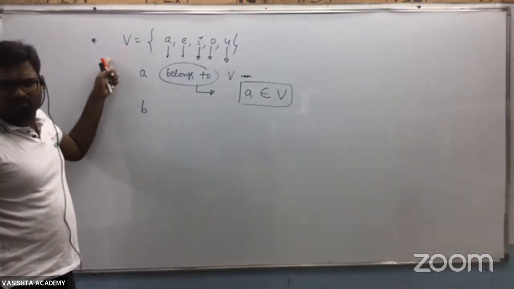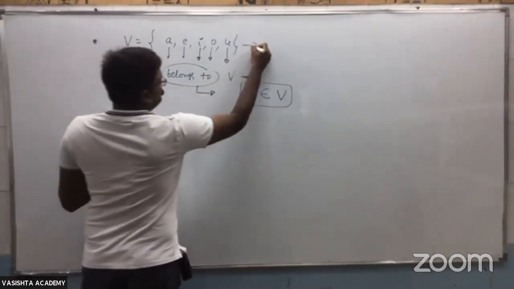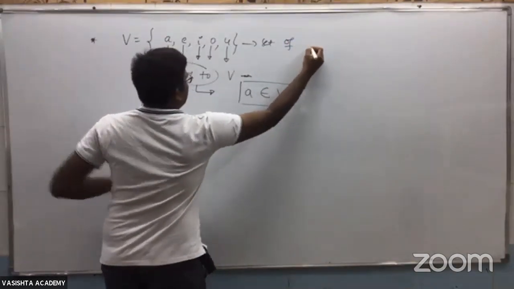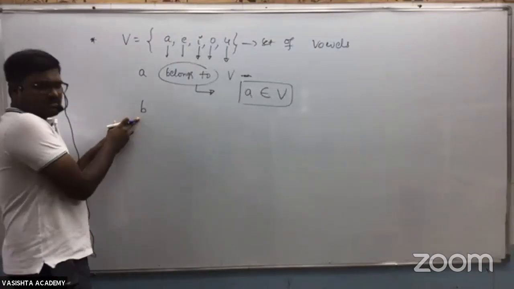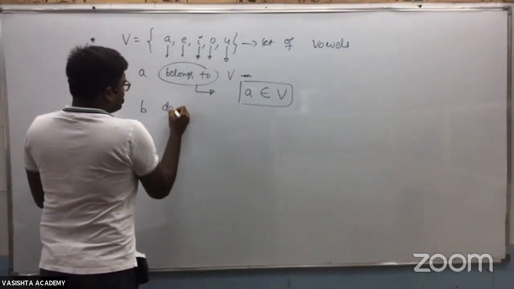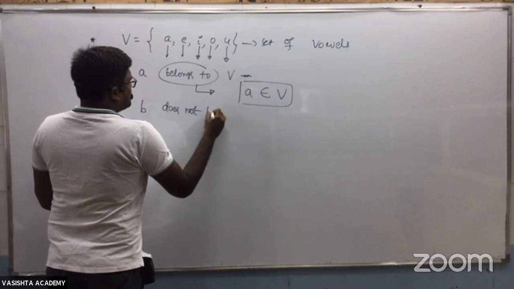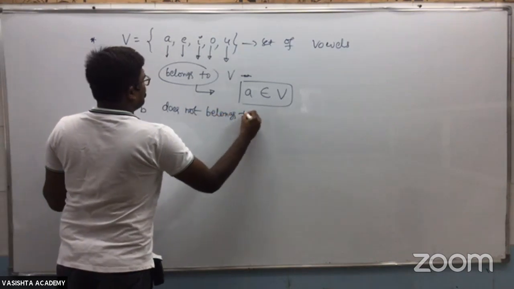For example, if I write B, does B belong to set V? No, because B is not a vowel. I am taking just the set of vowels. Are you following? B is not a vowel, so definitely B does not belong to V.